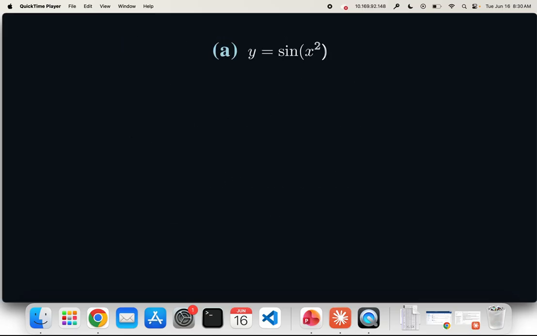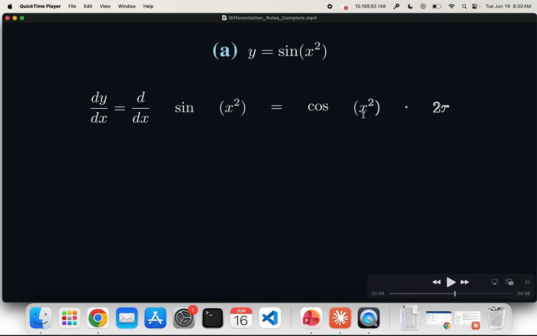Okay, let's just see this. I think this is a better example in terms of inner and outer. So there's an inner function, x squared. There's an outer function, sine. So the chain rule says differentiate the outer function first in terms of the inner function. So differentiate the outer function in terms of the inner function.